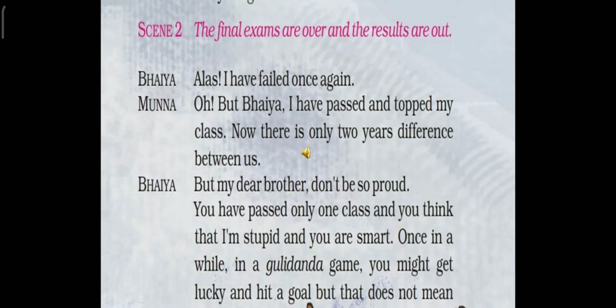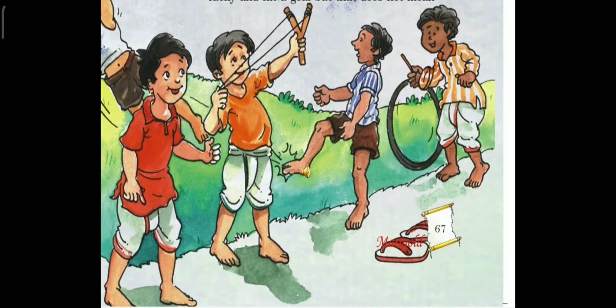"Once in a while in a gulli danda game, you might get lucky." So gulli danda is also called gilli danda sometimes. But let us see what it actually looks like. See, this is the picture from your NCERT book, and these little kids are playing gilli danda, and here they are pointing at something and throwing a pebble at that. So this is how gilli danda is played.